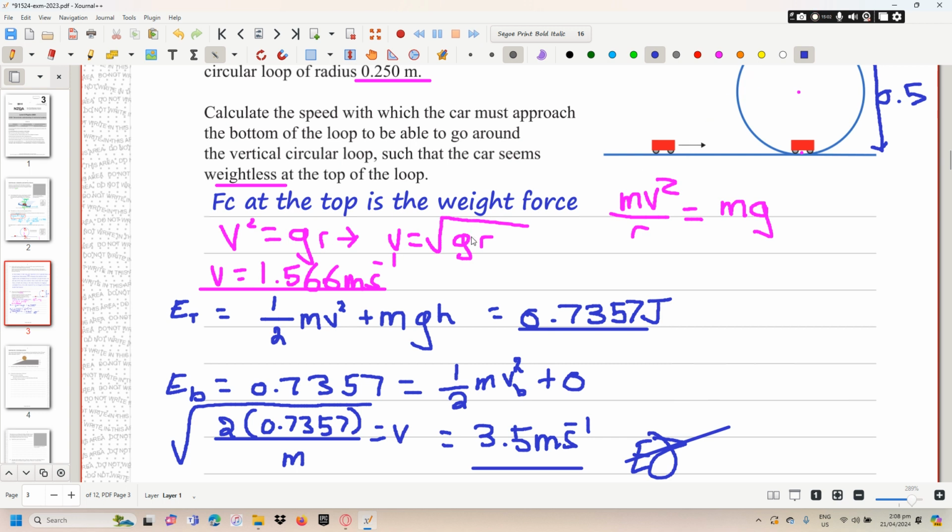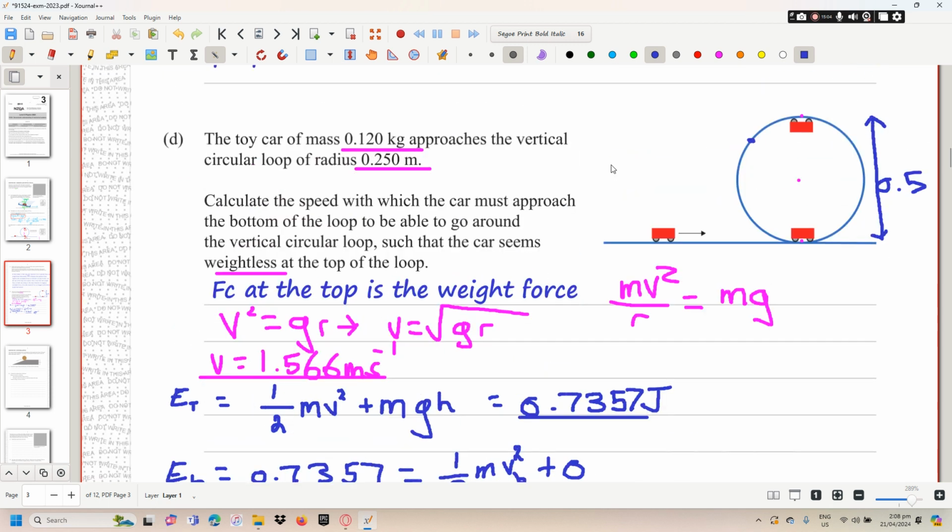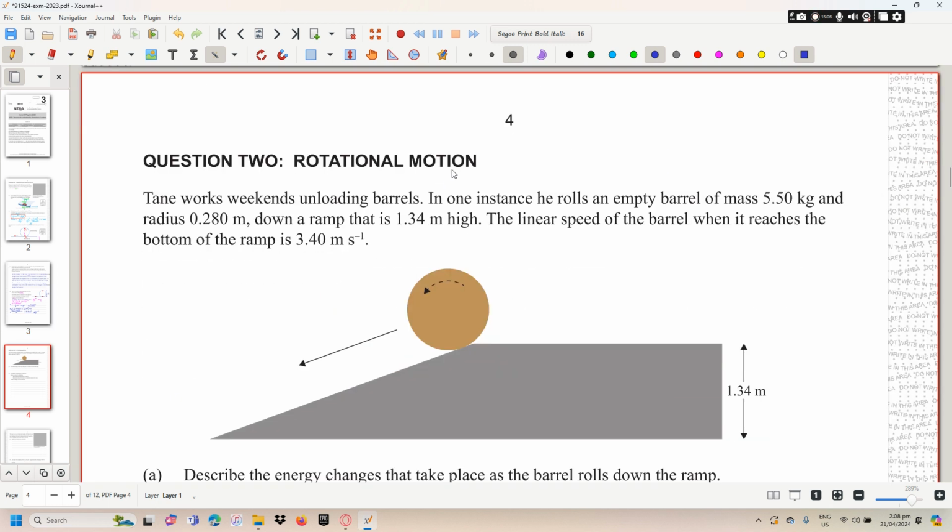I know I'm sticking on this, but it's so important. So watch that again if you're just a little bit stuck. Anyway, moving on. Question 2. We spent about 15 minutes on question 1.